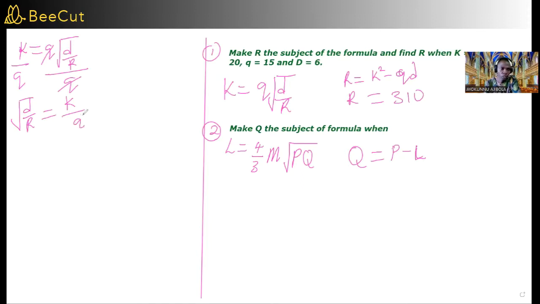Now, with this, I have the root and the D over R to deal with. Since it's R I'm making the subject of the formula, I have to firstly remove the root by using power of 2 here and power of 2 here. So I cancel this power.